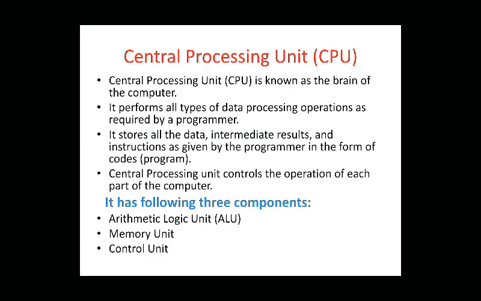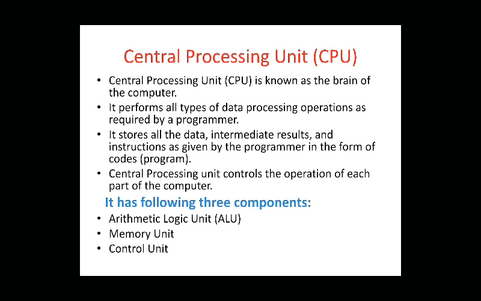Now, the central processing unit, that is CPU. The central processing unit is also known as the brain of the computer. That means all the operations are done in the CPU. It performs all types of data processing operations as required by the programmer. Whatever task or operation can be performed, it should be performed in the CPU. Without the CPU the operations cannot be performed.